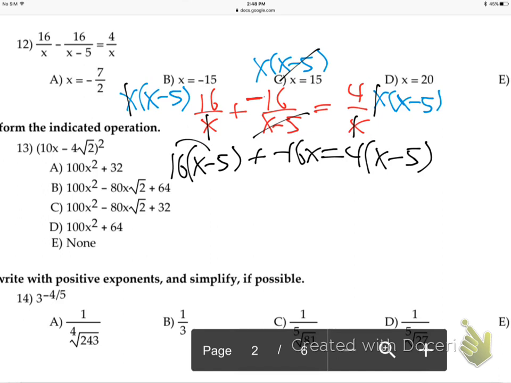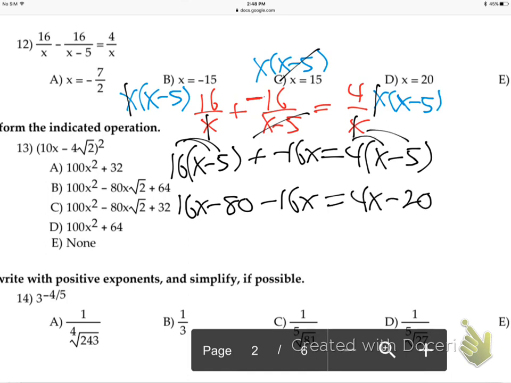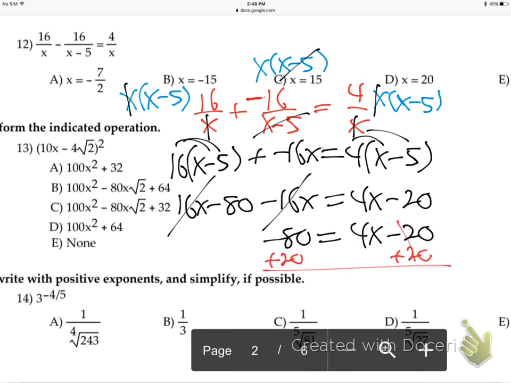So distribute. 16x minus 80. Plus a negative 16x is just minus 16x. Doesn't really matter, right? Boom, boom. 4x minus 20. These guys cancel. That's nice. So, add the 20. That's what? Negative 60 is 4x.